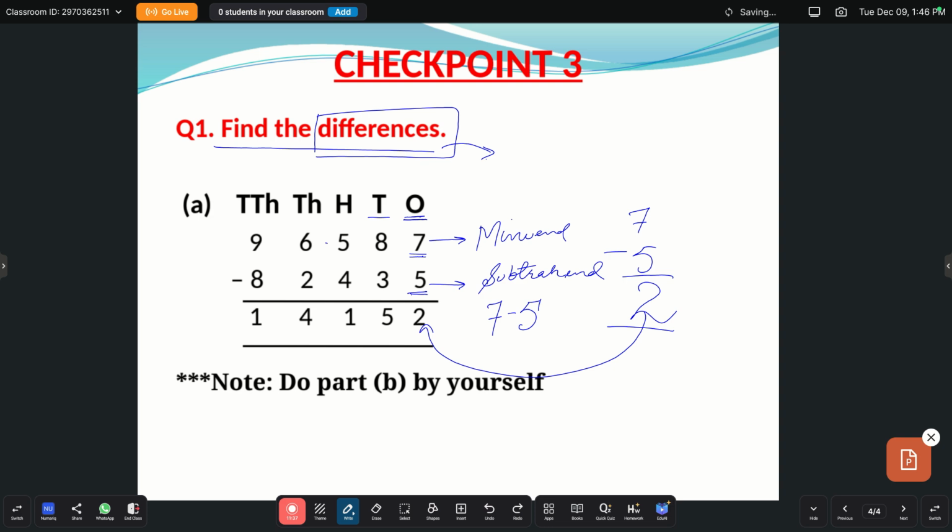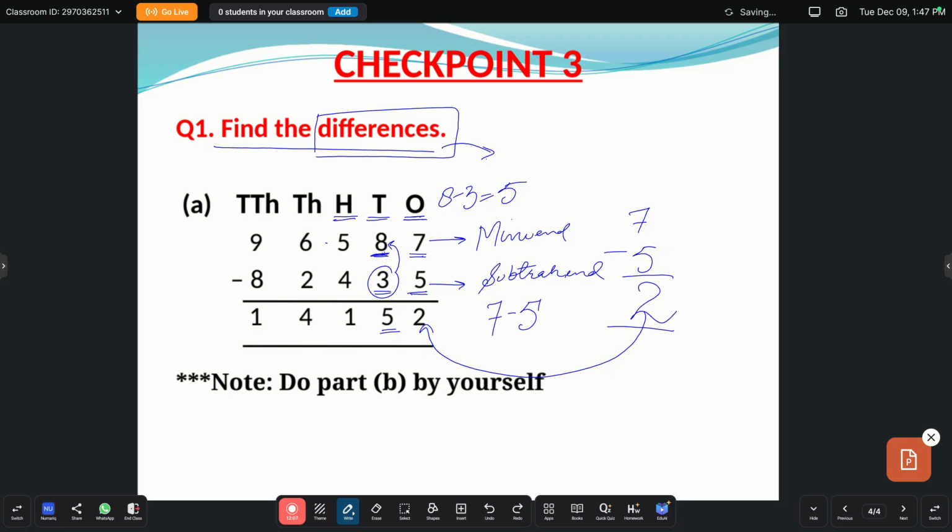Yes. Now we will move to our tens column. Tell me, beta, what is the minuend here? It is 8. Okay. The minuend here is 8 and the subtrahend here is 3. We have to subtract this 3 from this 8. What is 8 minus 3? It is 5. So we will write down 5 here.